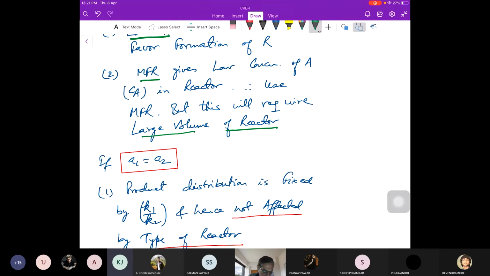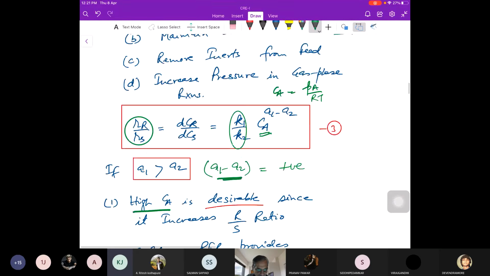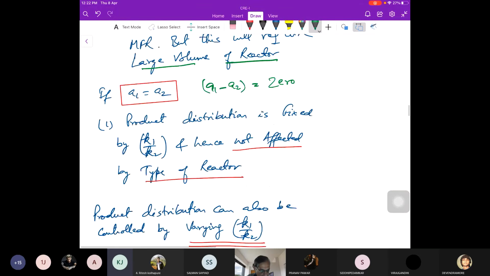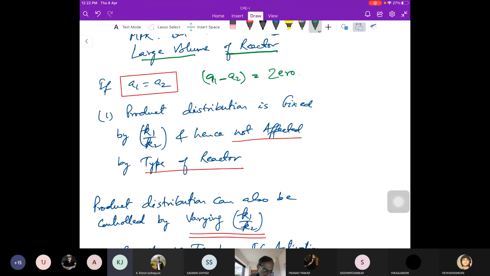When A1 is equal to A2, then A1 minus A2 becomes equal to 0. Right? So if A1 minus A2 equals 0, it doesn't really matter what the concentration is, because now this power is 0, so it doesn't depend on the concentration of A. Product distribution is fixed and hence not affected by type of reactor. I mean, MFR किया कि PFR किया doesn't really matter, because order of reaction is same for desirable as well as undesirable reaction.